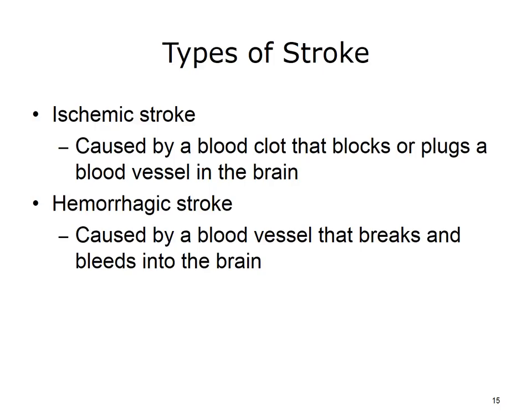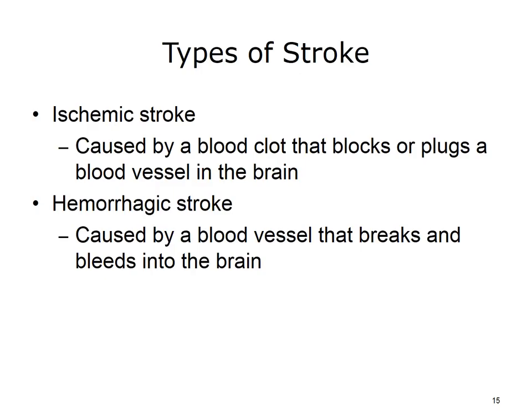There are two kinds of stroke, ischemic and hemorrhagic. Almost 90% of strokes are ischemic strokes. They occur when the arteries to your brain are narrowed or blocked, causing severely reduced blood flow called ischemia. Lack of blood flow deprives your brain cells of oxygen and nutrients, and cells may begin to die within minutes.